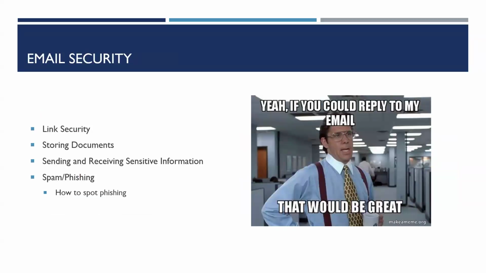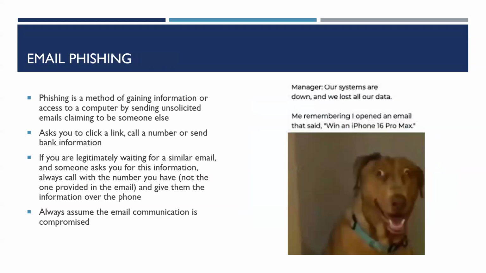We're going to get to email security, not spend too much time on it because a lot of it's covered when we get to scams. But we kind of briefly touched on link security, but storing documents, sending and receiving sensitive information, spam and phishing, and how to spot it. So email phishing is a method of gaining information or access to a computer by sending some illicit email to you. So you get an email that says, hey, I'm a Nigerian prince. Send me $500 and I'll send you $500,000. People fall for these pretty often, more often than you think, where you send the $500 and you just never see it ever again.